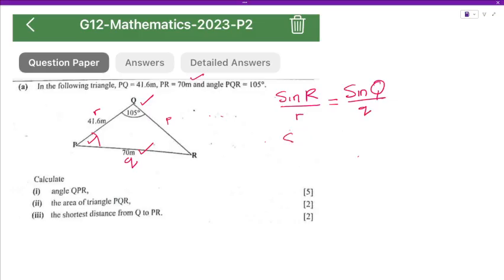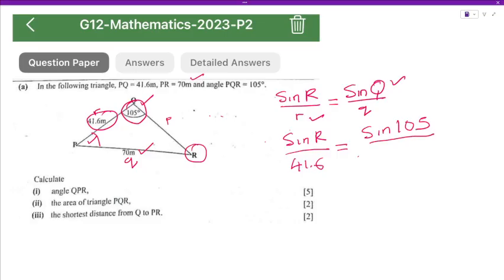Then we plug in these values. Sine R, we don't know. We don't know the angle at R, but we know the side r, which is 41.6. So we're going to say 41.6 is equal to sine Q there. What is Q? Q is an angle. It is 105 there. So we're going to say sine 105, everything over side q. What is the value of q? We have 70 meters. So we're going to say 70. Again, using the same principle, we say sine R is equal to, we need to move this to the right side, the denominator.